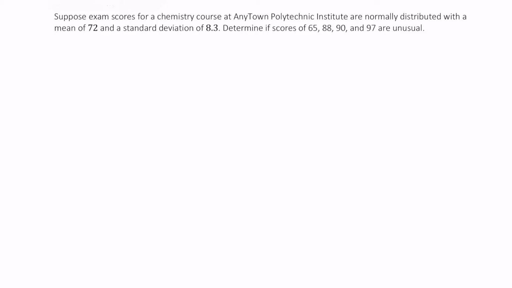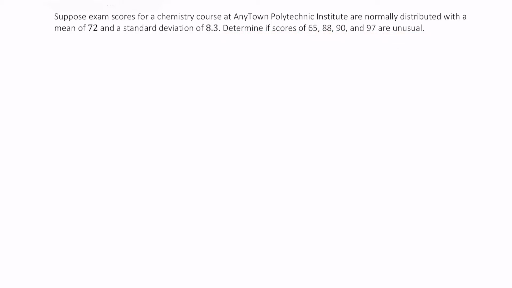Welcome. In this video, we're going to use z-scores to determine if values of data are usual or unusual. Suppose exam scores for a chemistry course at Anytown Polytechnic Institute are normally distributed with a mean of 72 and a standard deviation of 8.3. Determine if scores of 65, 88, 90, and 97 are unusual.